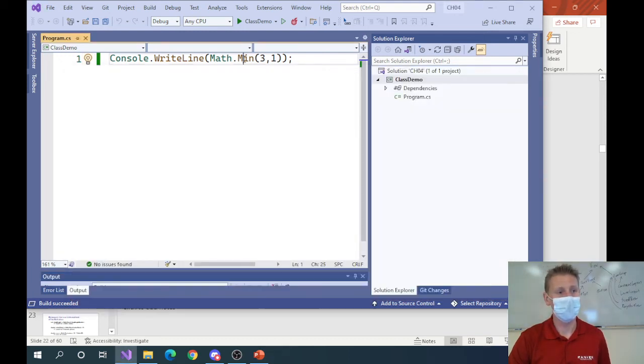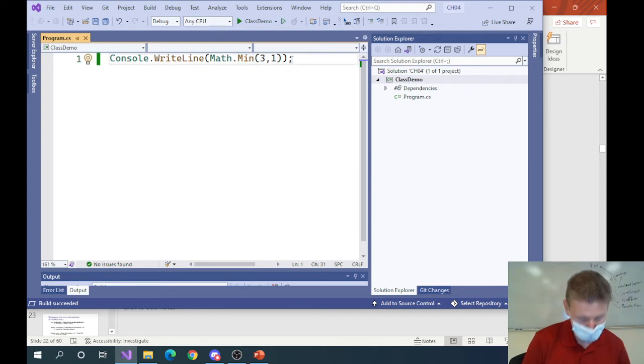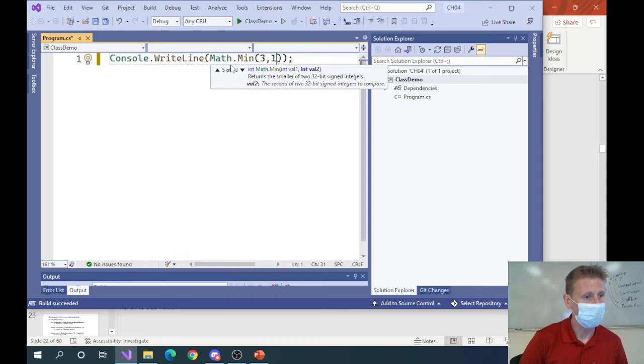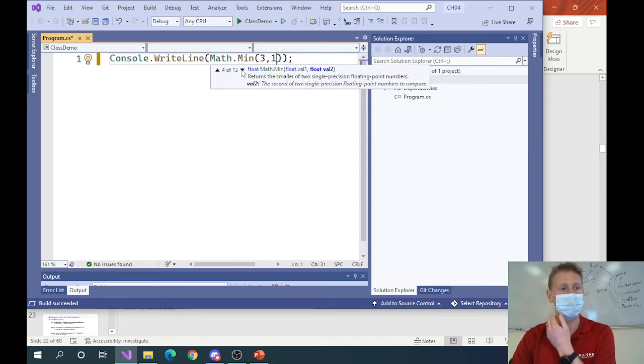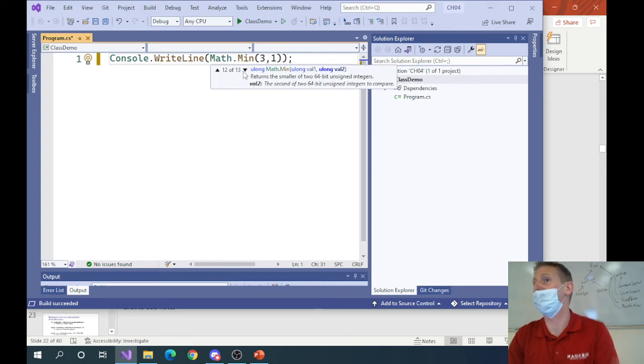Now, interestingly enough, this min has these are all called overloads. So you can give it different data types. Look, you can give it bytes, you can give it decimals, you can give it doubles. So as I'm hitting these arrows, you can see this min method works with different inputs, not just bytes.